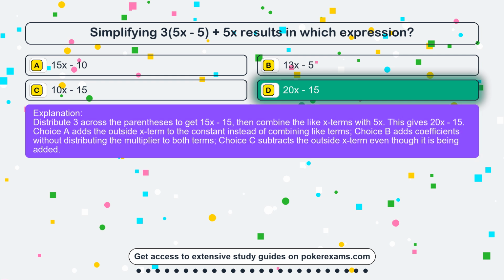Distribute 3 across the parentheses to get 15x - 15, then combine the like x terms with 5x. This gives 20x - 15. Choice A adds the outside x term to the constant instead of combining like terms. Choice B adds coefficients without distributing the multiplier to both terms. Choice C subtracts the outside x term even though it is being added.